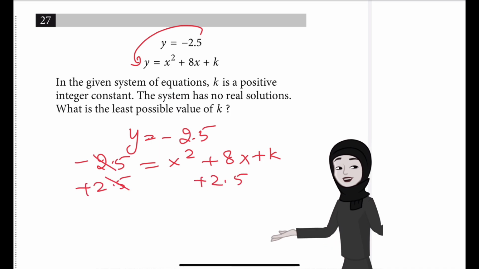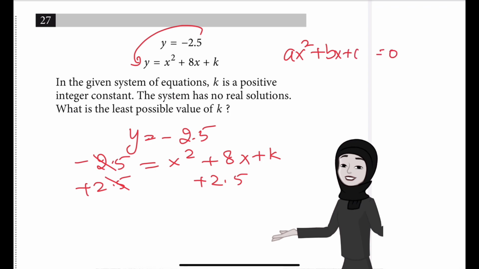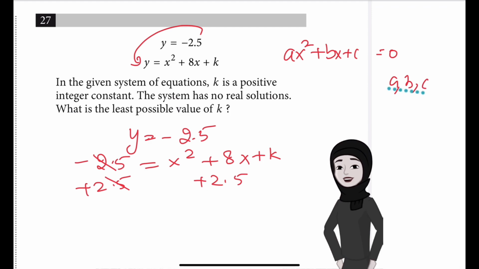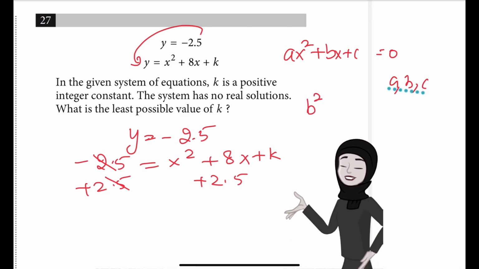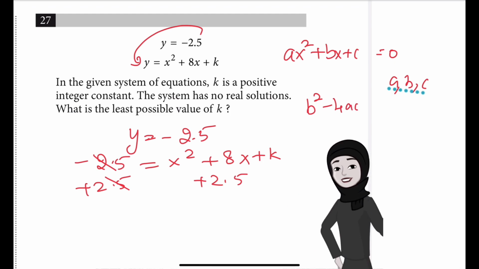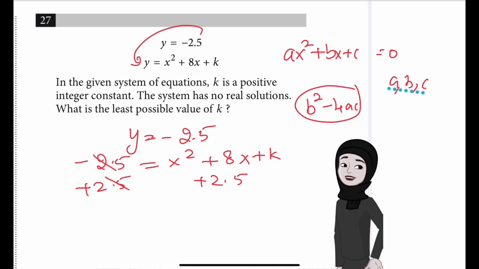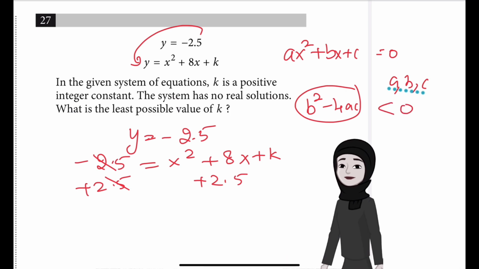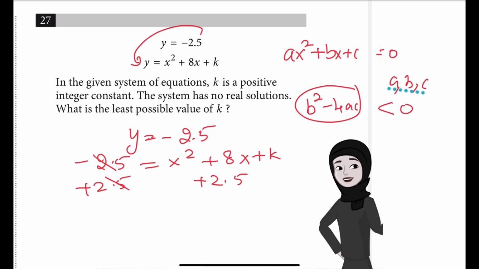A quadratic equation is of the form ax squared plus bx plus c equal to 0, where a, b and c are constants. It has no real solutions if and only if its discriminant is negative. We know the quadratic formula is negative b plus or minus the square root of b squared minus 4ac, divided by 2a. If what is inside the radical, b squared minus 4ac, is less than 0, the equation will have no real solutions.